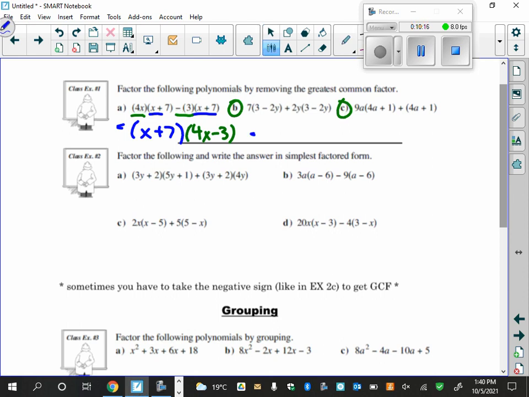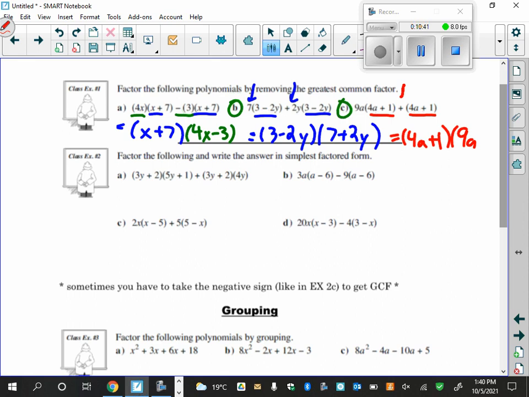Okay, this one, take out a 3, subtract 2y binomial. And then what's left over is the arrows, so 7 plus 2y. And the last one's a little harder. Take out 4a plus 1. And what's left over is a 9a plus 1. You got to put a 1 here. There's an imaginary 1 here. So plus 1, so that's a little trickier than the last ones.